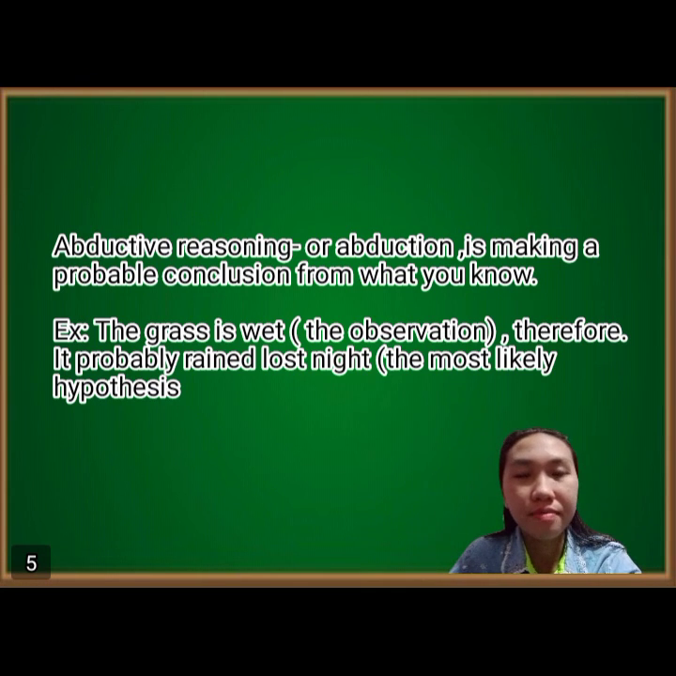When we say abductive, kumuha ka ng rason para maging mas kahina-hinala. That is abductive reasoning.